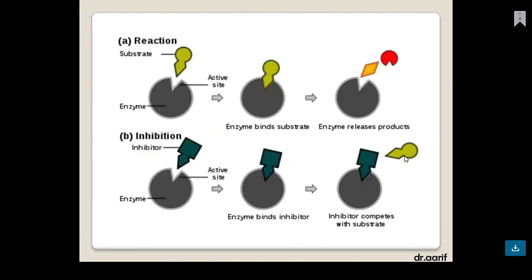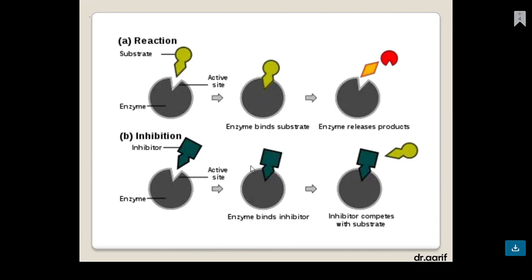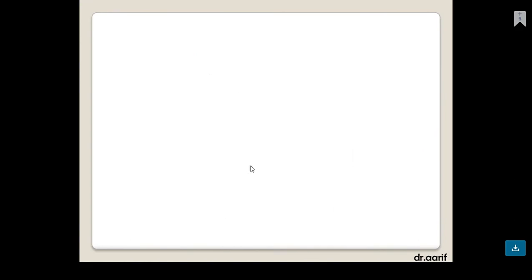So this is the reaction that I have mentioned. In case of inhibition, the enzyme's active site binds with the inhibitor. The inhibitor will compete with the substrate. So you have two types: reaction and inhibition. Reaction leads to product formation. Inhibition is where you're inhibiting the enzymatic reaction, so it won't lead to any product formation.